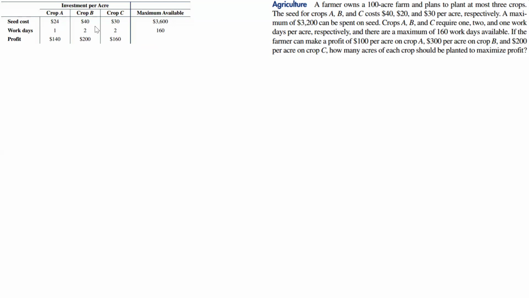And now we're having a different problem. This is the one that's worked in the book, so this is a different one. They cost $24, $40, and $30 for A, B, C, respectively. And a maximum of $3,200 can be spent on seed. And this one now it's $3,600.